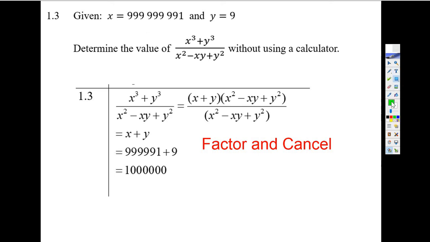I'm not sure exactly what the question is in your question paper, but if it was that, that would be the answer. If it was close to a million, you add 9. You'd add another 3 zeros if it was that number with 999,999,991. And that's it.